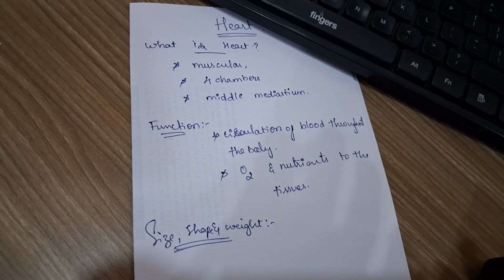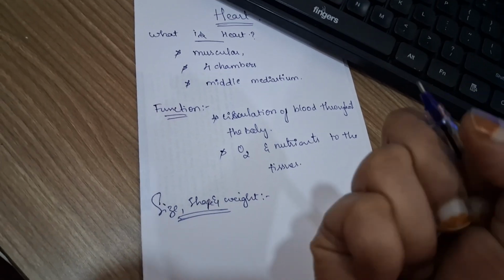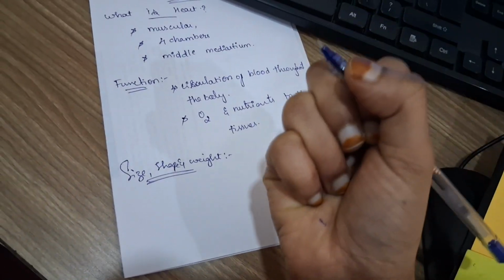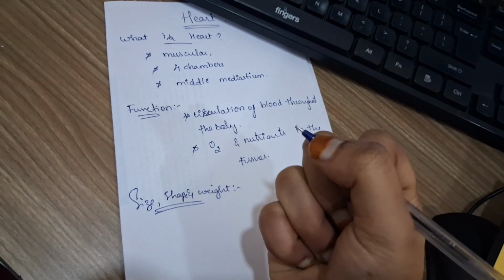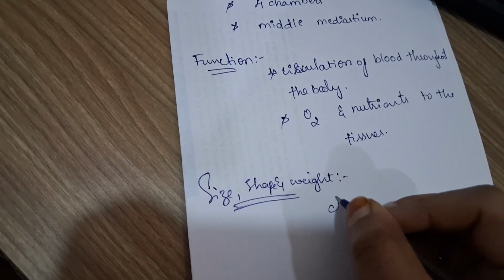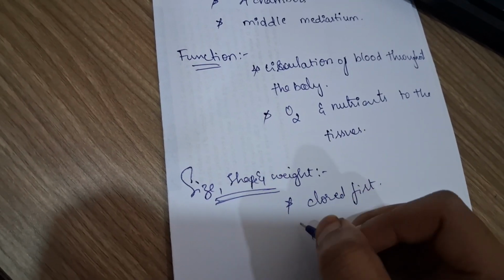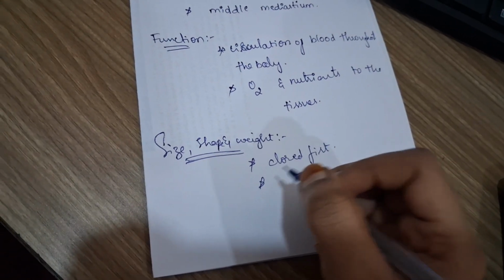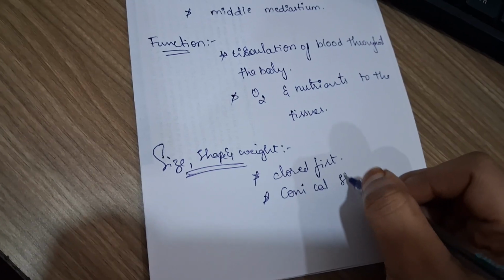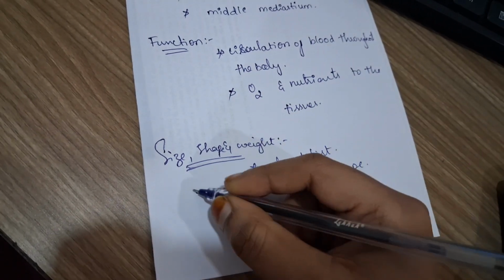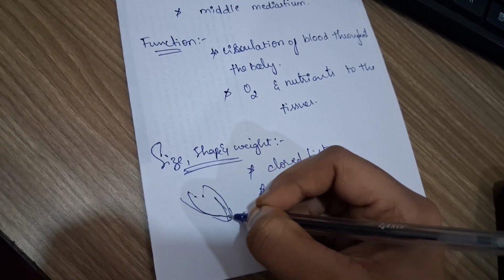Next we will study size, shape and weight. So what is the size of the heart? The size is approximately the size of a closed fist, about your fist. Then what is the shape? The shape of the heart is conical. So the heart looks like this, right? This forms a conical shape.